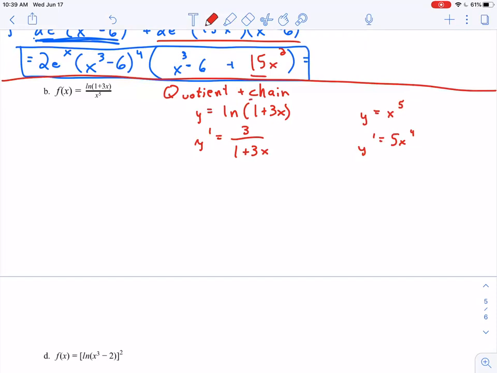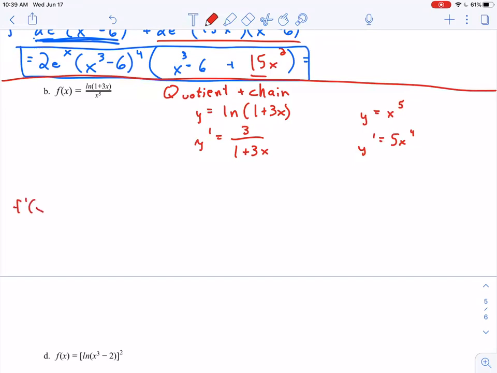So at this point, I did all of that chain rule work right here. I'm done with the chain rule for all intents and purposes. Now it's just applying that quotient rule, which isn't to say it's easy. It's going to be very messy here, because when I go to apply this quotient rule, let's see.